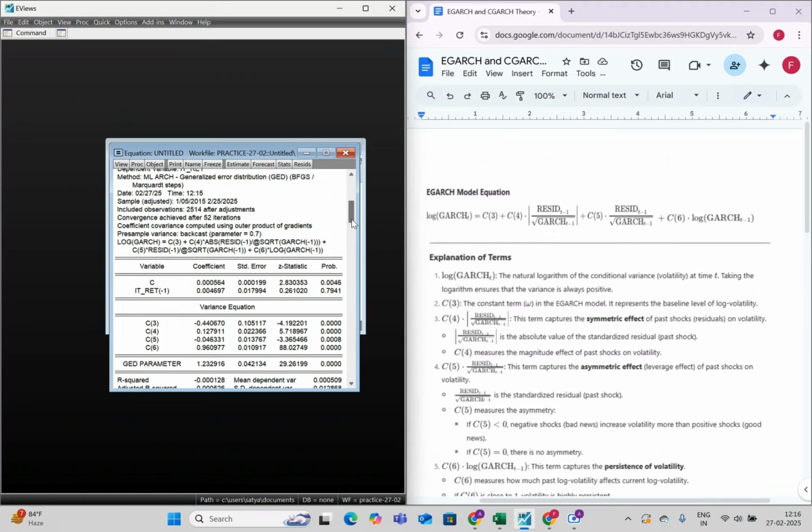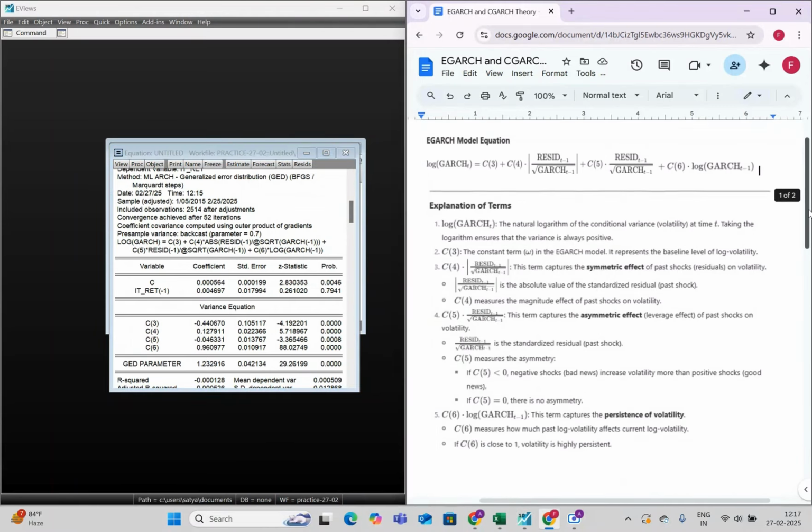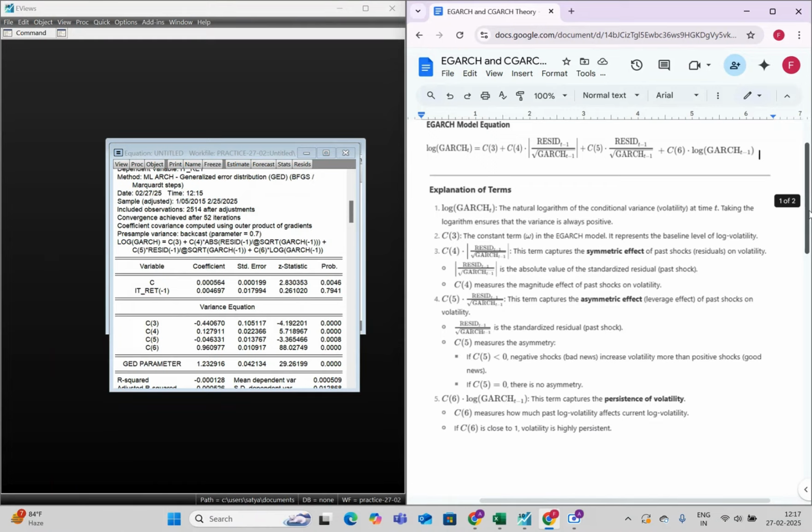Also, the C(6) term shows us how much past volatility, that is GARCH(t-1), affects present volatility, that is GARCH(t), where t means this time period. It is 0.960, which is close to 1 but not 1, which shows that there is persistence for a short period. However, it does wear out over time. So it is close to 1, which means it is highly persistent.